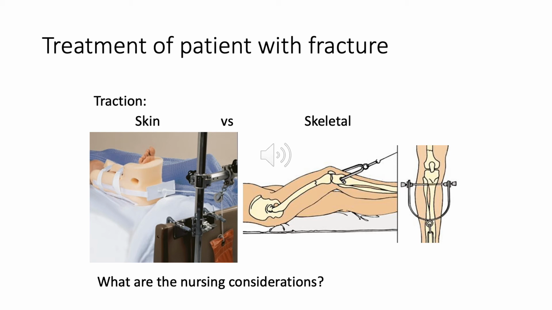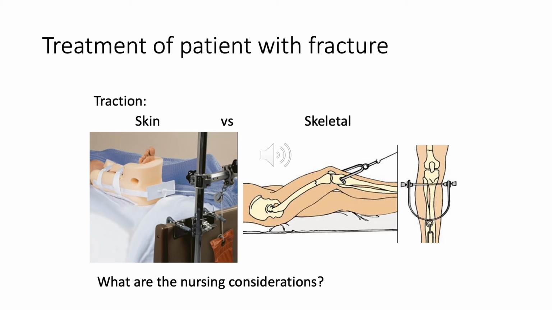Skeletal traction applies force through pins placed in the bone. Pins are inserted with local, spinal, or general anesthesia. The advantage to skeletal is that you can use more weight if needed. The disadvantage is there's an increased risk of infection because you've actually put a pin through the skin, and increased patient anxiety. As I said, skeletal traction is used when a greater force needs to be applied to the fracture or when skin traction is contraindicated.